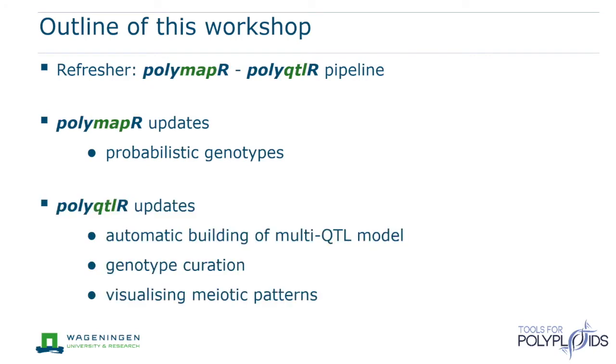And in polyqtlR, I'm going to spend a bit more time. Going to look at cofactor fitting in an automated fashion to build a multi-QTL model. We're going to look at the topic of curating your genotype, so looking at errors and error curation. And finally, visualizing meiotic pairing patterns, so looking at whether your crop or your population is autopolyploid, allopolyploid, or something in between. So hopefully we'll get enough time today to go through that.